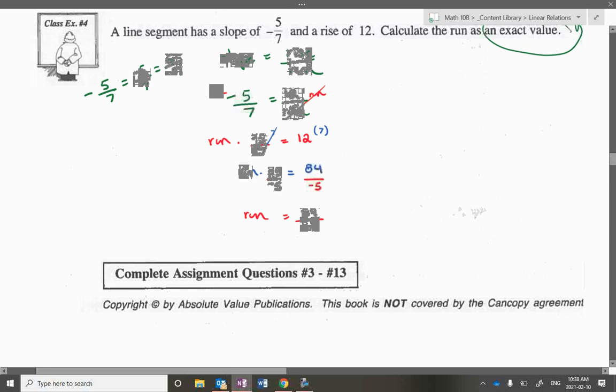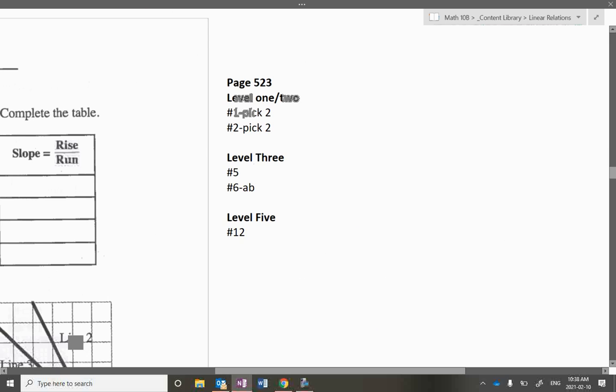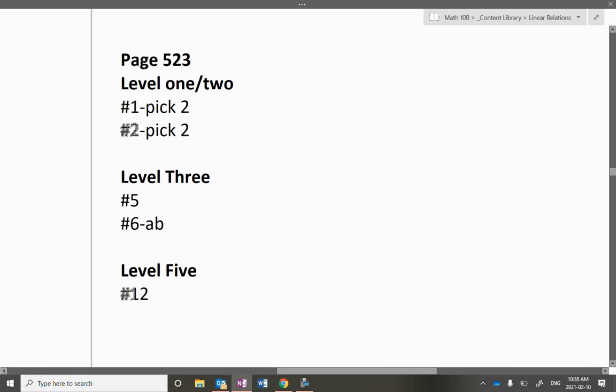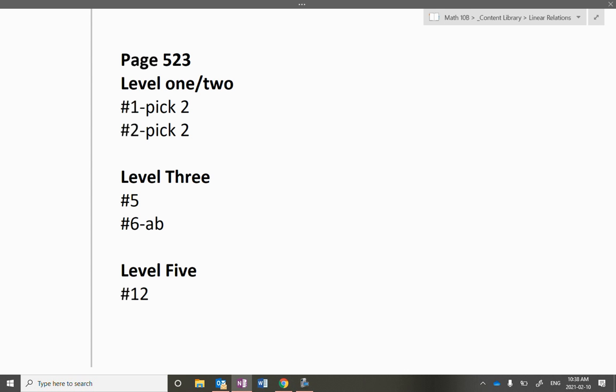Okay, we're going to do lessons 5 and 6 as well today, but these are the questions I want you to do. I've labeled them with levels just for curiosity's sake. But those are the questions you're going to do, so just circle those ones. And then we'll go on to lesson 5. So like number 1, you're going to pick 2. Number 2, you only have to fill in 2 slopes, only do 2 rows. Don't do them all. So for number 1, just do the first 2 rows of the table.